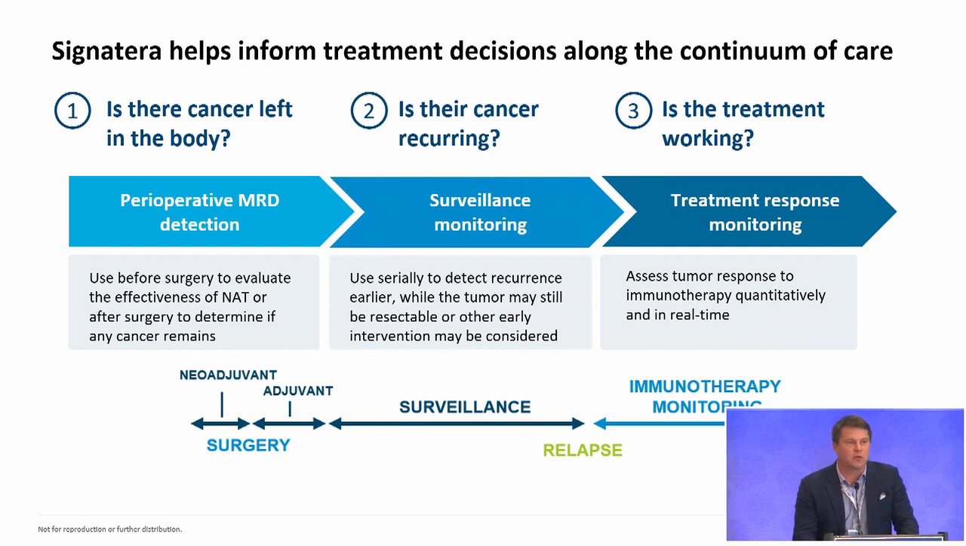And then lastly, in the advanced and metastatic setting, ultrasensitive and accurate ctDNA monitoring allows us now to actively track the molecular tumor burden in a patient to really better understand if a patient's tumor is responding or not to treatment, especially in settings where imaging may be unreliable.